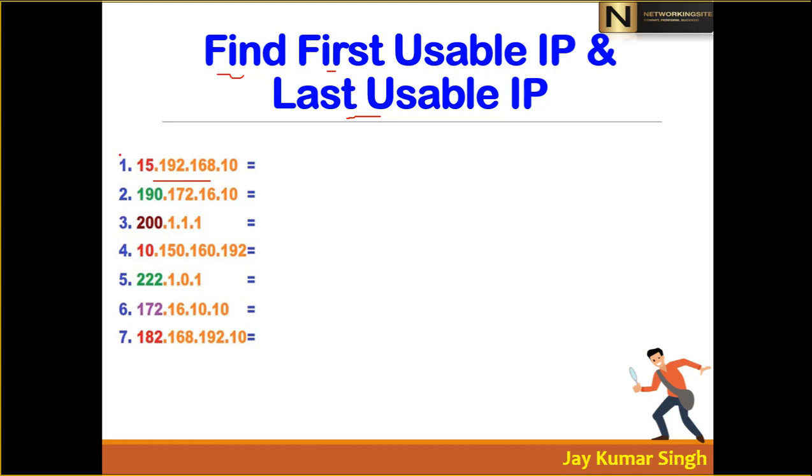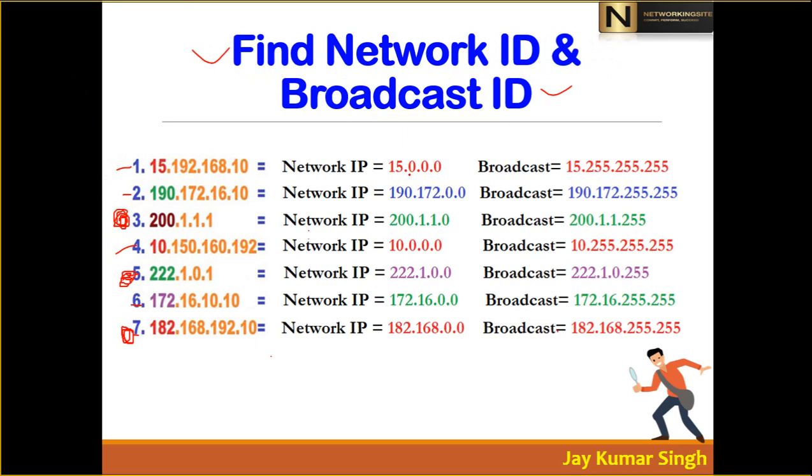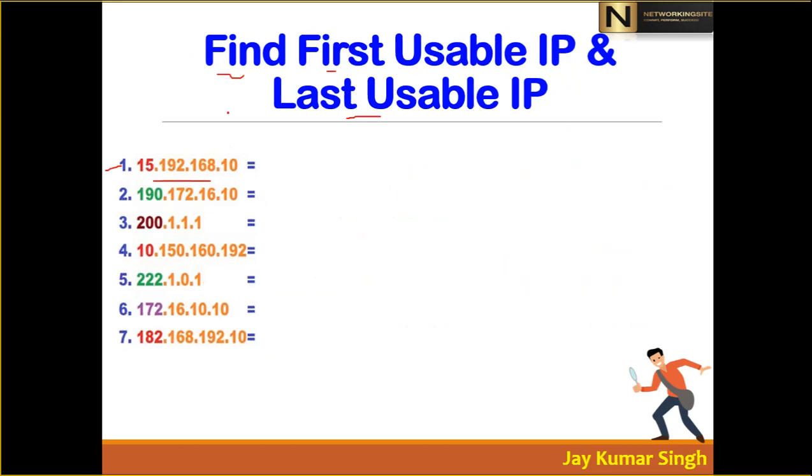Suppose, remember, here I said this is my network ID and this is my broadcast ID. After the network ID you have a start IP, and before the broadcast IP you have the last IP. So here I am asking, if this is my IP address and I belong to the 15 network, what will be the first IP of this network and what will be the last IP of this network?